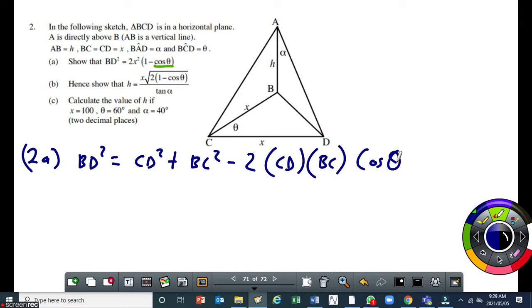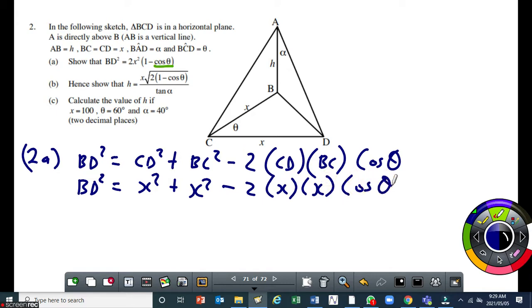Then you substitute. So BD squared is equal to CD is x, so this becomes x squared. BC is x, that becomes x squared. So we have 2 times x times x times cos theta. Then you simplify this, that BD squared is equal to x squared plus x squared, that will give you 2x squared minus 2x squared cosine of theta. You must also look at the equation that you are supposed to show, so that it guides you.